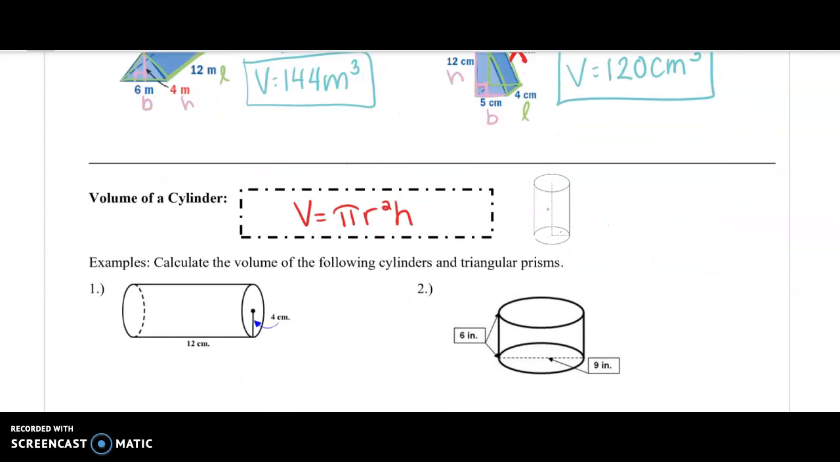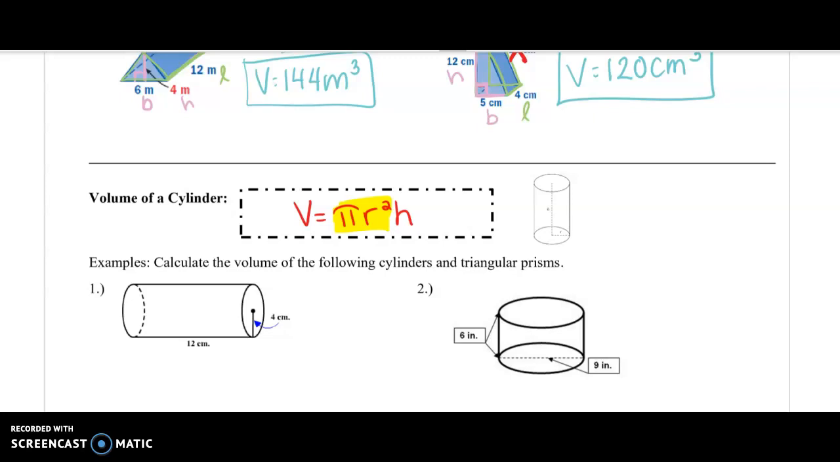Last one, volume of a cylinder. The formula for that is pi r squared h. Again, this part of the formula, pi r squared, should be familiar. That's how we find the area of a circle. Now we're also going to include the height because the height's saying, all right, this is now the space it's taking up in 3 dimensions.